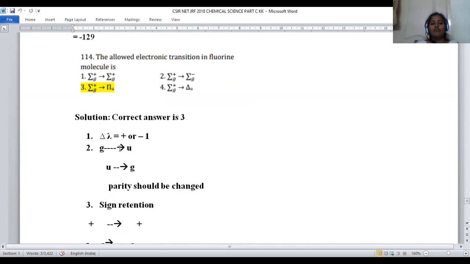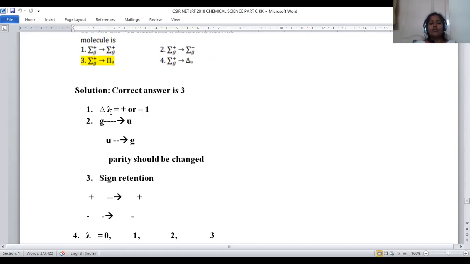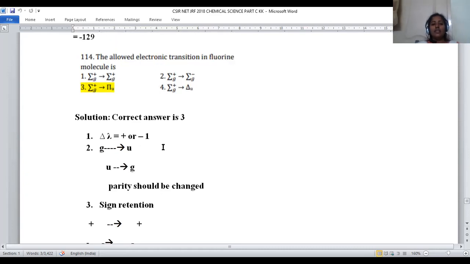Let us move on to question number 114. The allowed electronic transition of fluorine molecule: whenever fluorine molecule is taken, what kind of allowed transition is possible? In order to get this transition, we have to go with the selection rules. Selection rule first one states that delta lambda is equal to plus or minus 1. Delta lambda value is equal to plus or minus 1. So either step up of 1 unit or step down of 1 unit is required in order to get this electronic transition from one state to another.